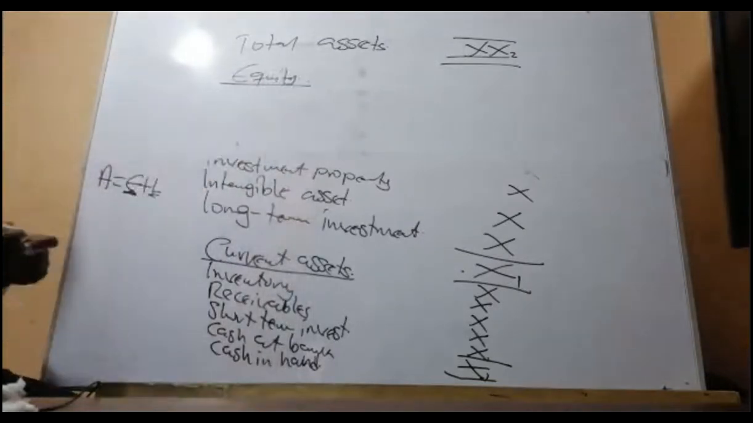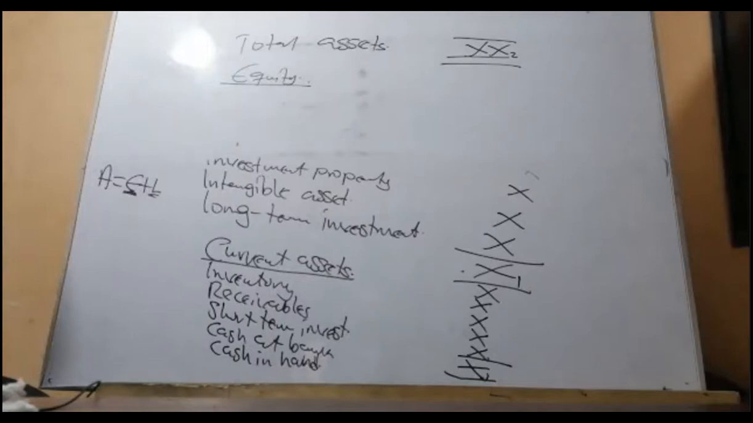Equity. And here we have to list all the equity items. What are the equity items? They are the stated capital, which is also made up of what? Ordinary shares or the equity shares and the preference shares.